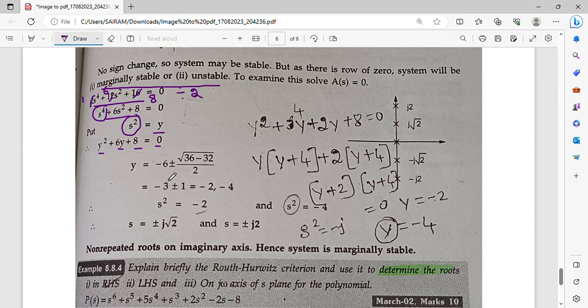So therefore now your y becomes equal to what? So y ಏನಾಗ್ತಾ ಇದೆ ಅಂತ ಅಂದ್ರೆ, it is nothing but minus 6 plus or minus the root of 36 minus 32 divided by 2, right? So it is nothing but that.